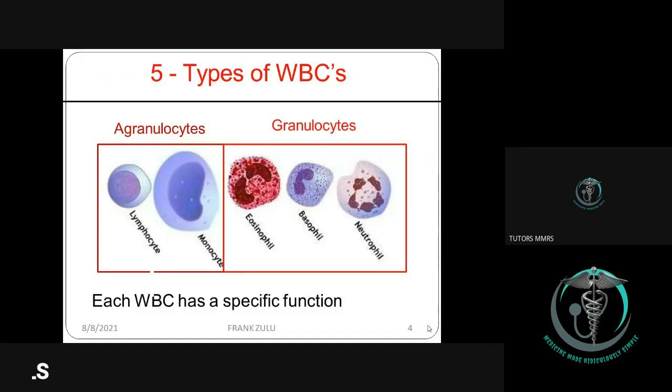So in terms of white blood cells, you have 5 types, okay? You have agranulocytes. Agranulocytes, agra means that there are no nodules present in the cell. And then you have granulocytes. Granulocytes simply means you have granules or nodules present in the cell.